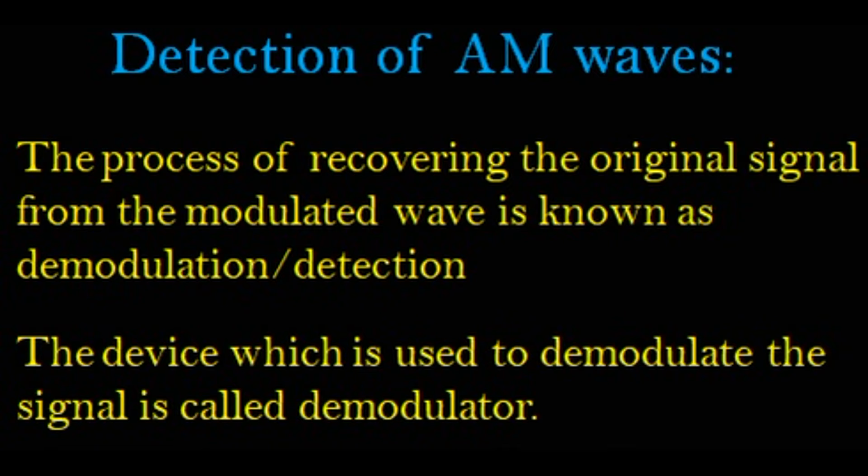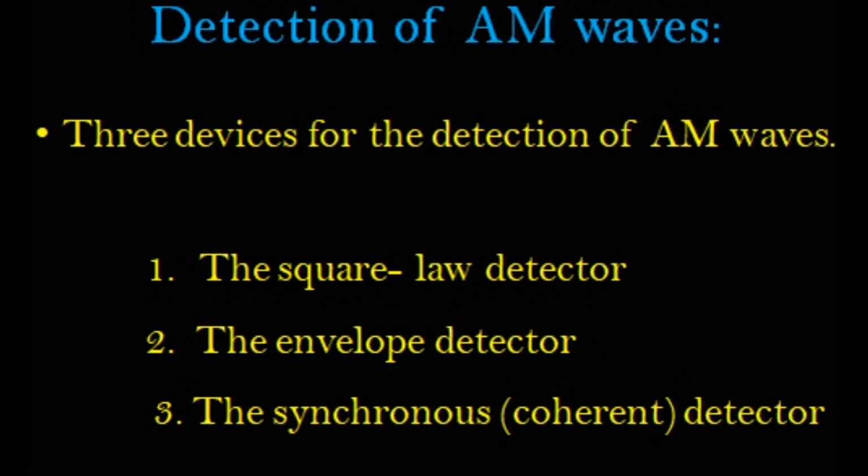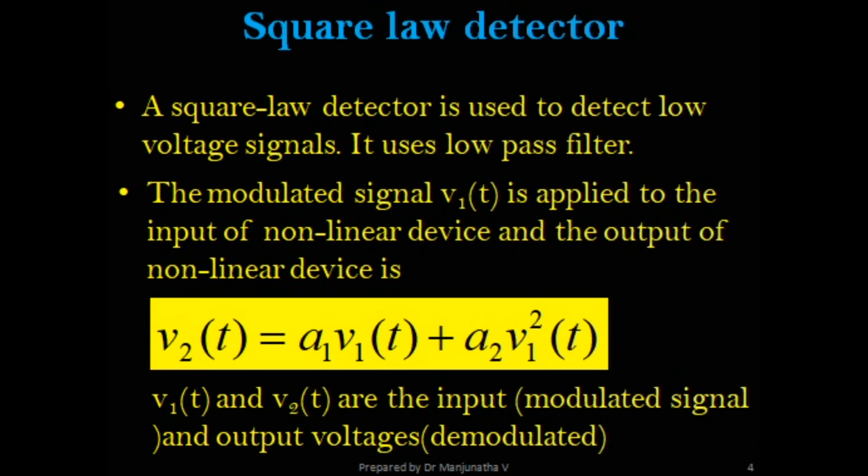The device which is used to demodulate the signal is called the demodulator. Three devices are used for the detection of AM waves: number 1, the square law detector, number 2, the envelope detector, and number 3, the synchronous detector. Of these three detectors, we discuss the square law detector.